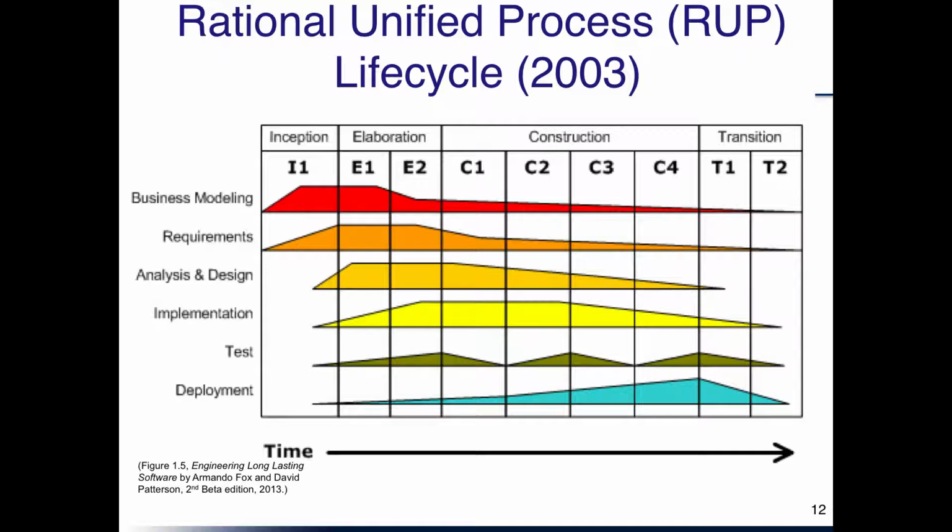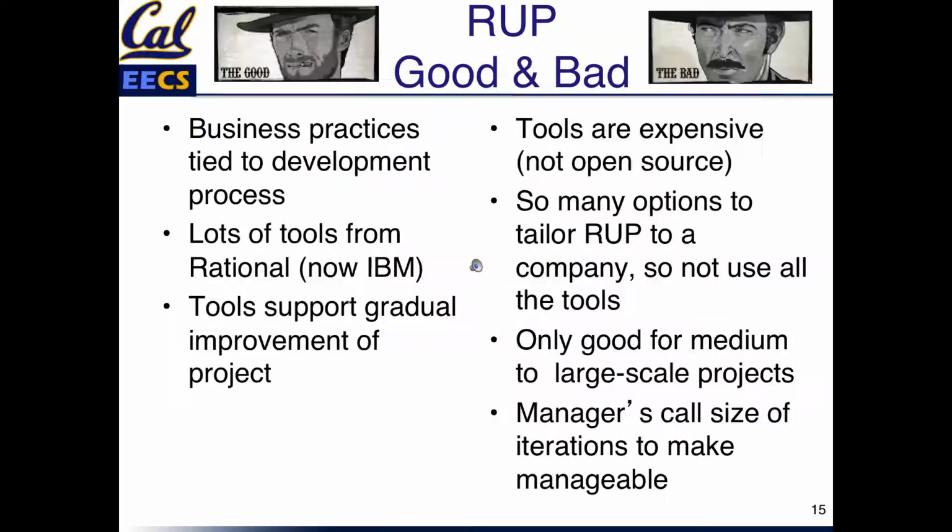So what's the good and the bad of the RUP model? You bring in the business processes because, if you're building software, you have to have a business case for them, and that's more closely tied in.